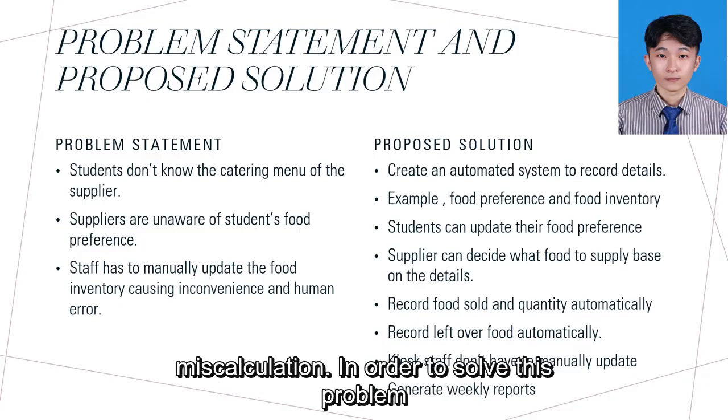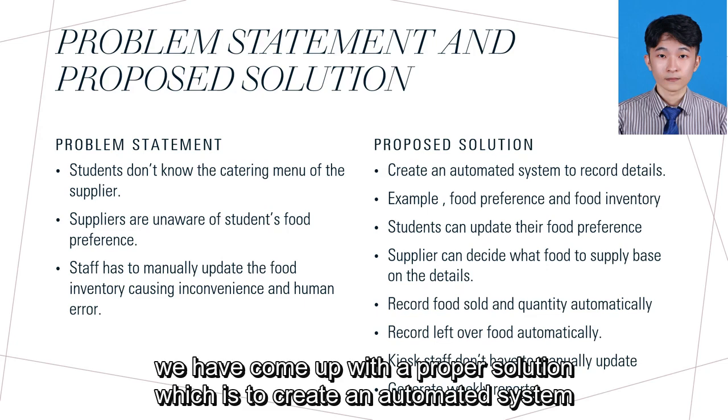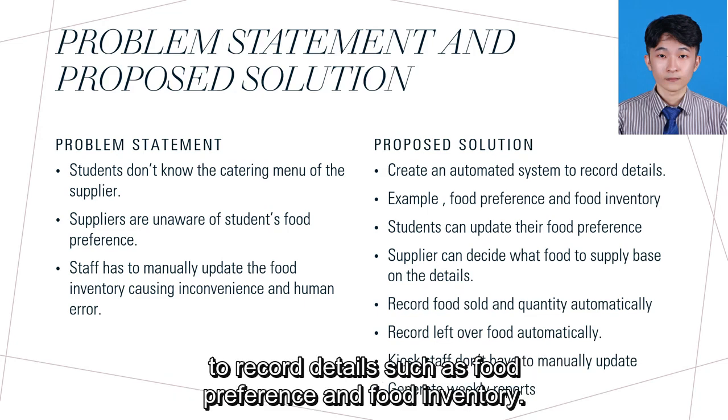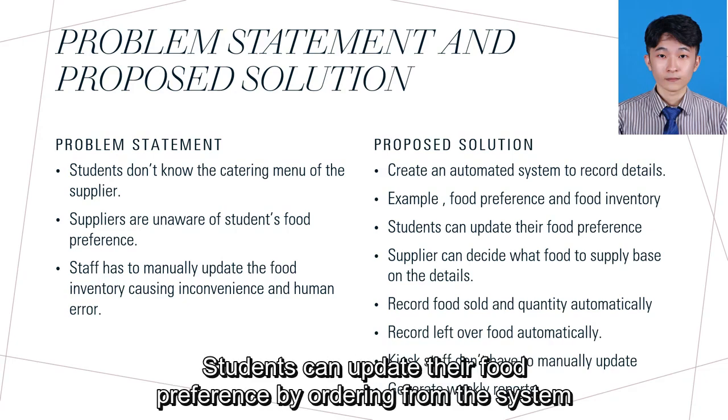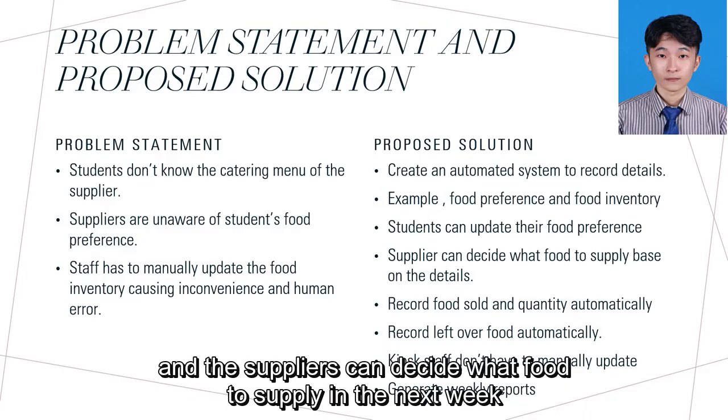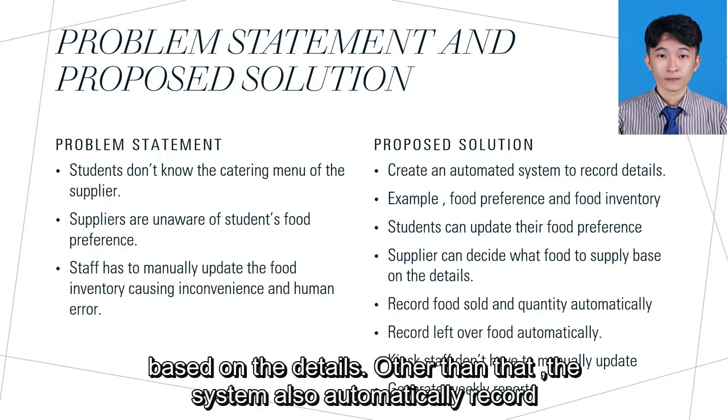In order to solve this problem, we have come up with a proposed solution, which is to create an automated system to record details such as food preference and food inventory. Students can update their food preference by ordering from the system, and the suppliers can decide what food to supply in the next week based on the details.